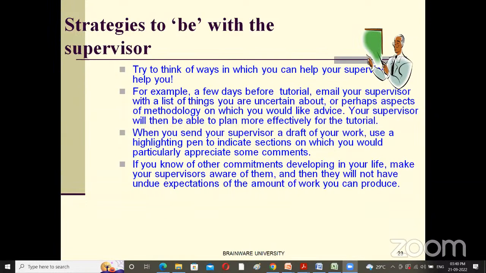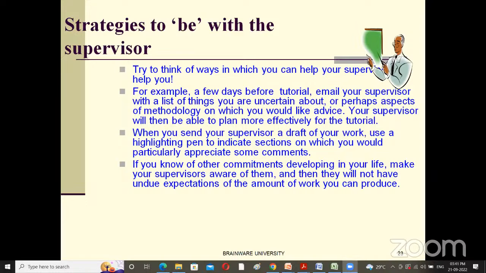Try to think of ways in which you can help your supervisor to help you. For example, a few days before the tutorial, before you meet your supervisor physically, you email your supervisor with a list of things you are uncertain about, or perhaps aspects of methodology on which you would like advice. Your supervisor will then be able to plan more effectively for the tutorial. When you send your supervisor a draft of your work, use a highlighting pen to indicate sections on which you would particularly appreciate some comments.